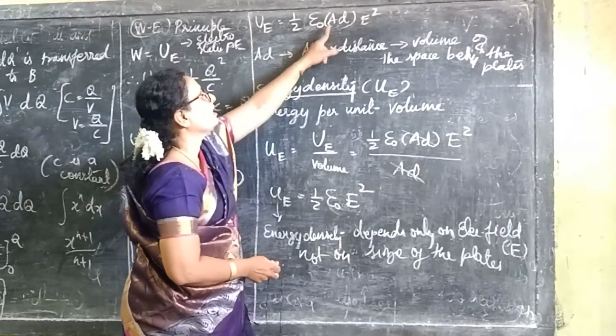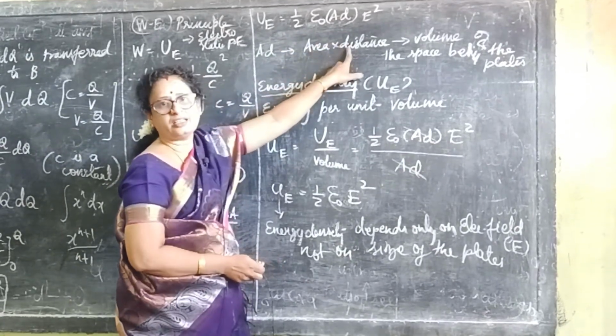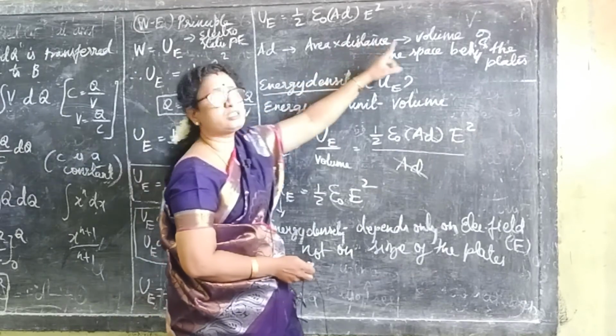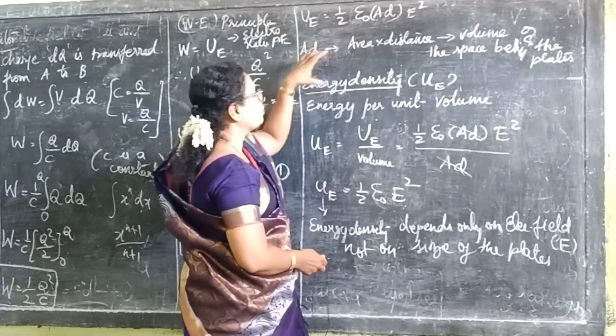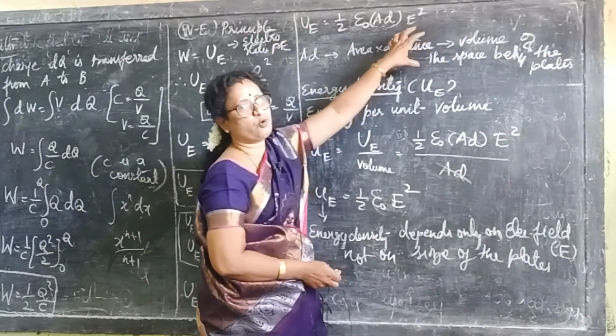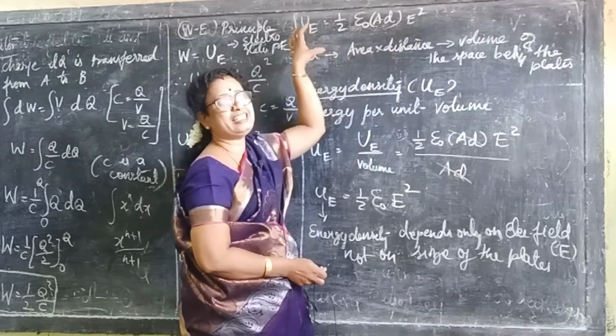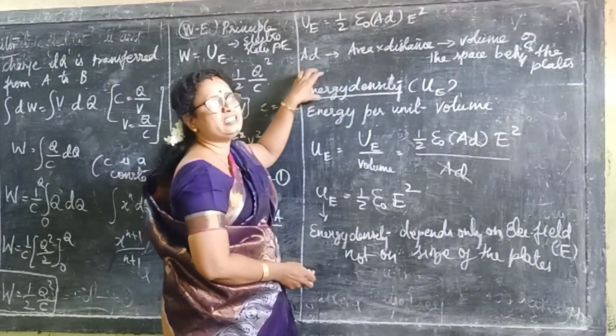What is this A? Area. What is this d? Distance. Area into distance is a volume. What is the volume of the space between the two plates? The expression for the volume of the space in between the plates is A d, area into distance. Now let us define energy density.